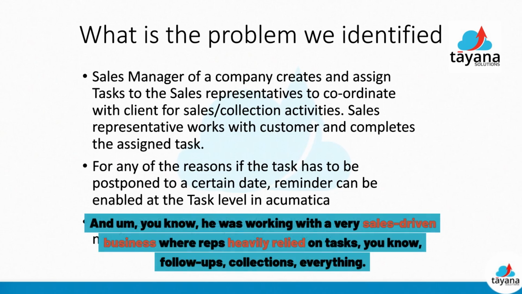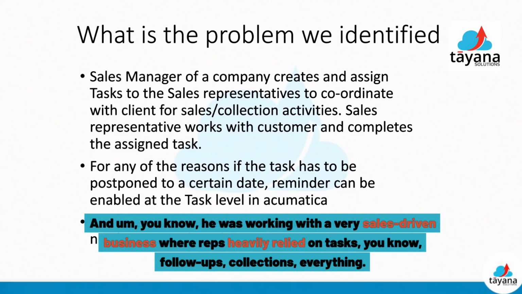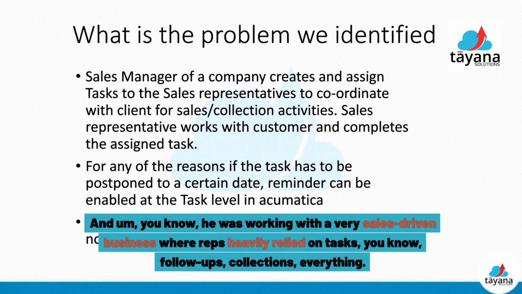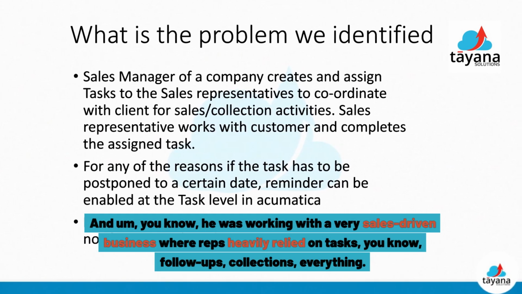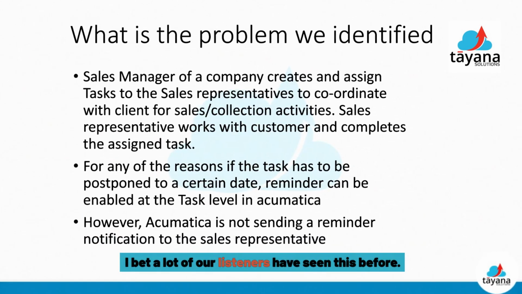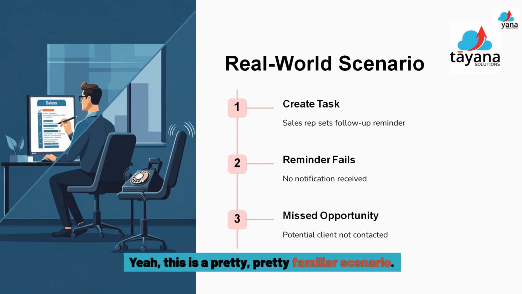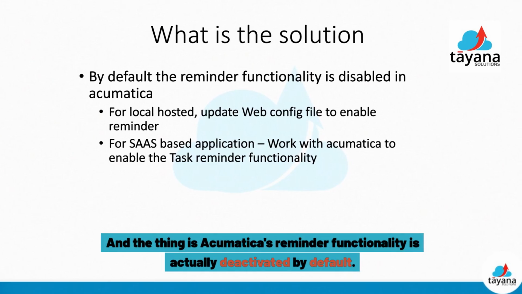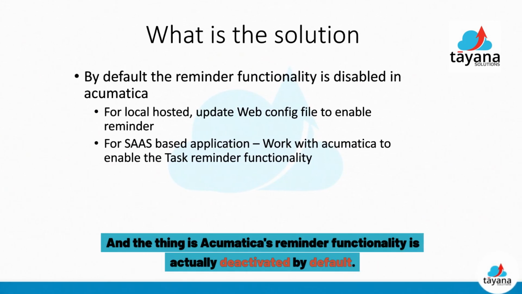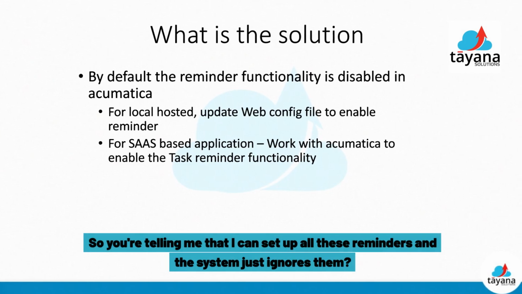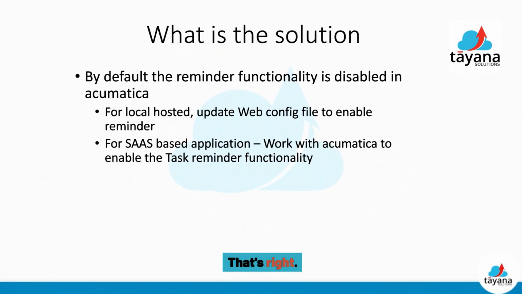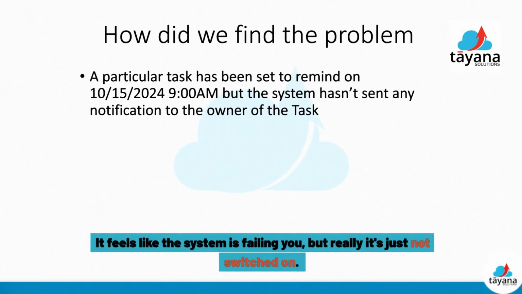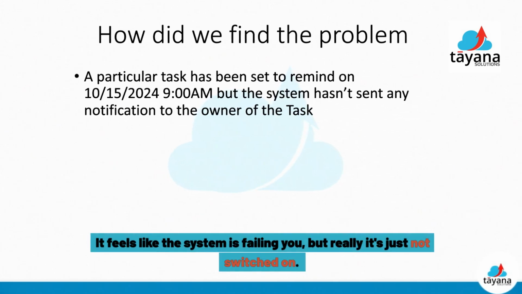He was working with a very sales-driven business where reps heavily relied on tasks, follow-ups, collections, everything. I bet a lot of our listeners have seen this before. Absolutely, this is a pretty familiar scenario. And the thing is, Acumatica's reminder functionality is actually deactivated by default. So you're telling me that I can set up all these reminders and the system just ignores them? That's right. And this is where the frustration kicks in. It feels like the system is failing you, but really it's just not switched on.